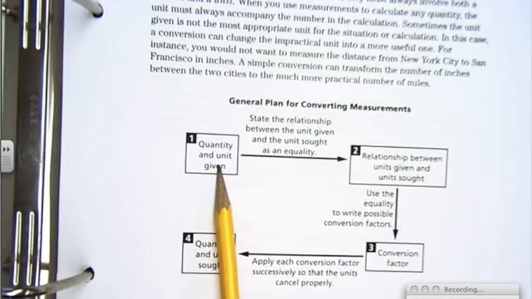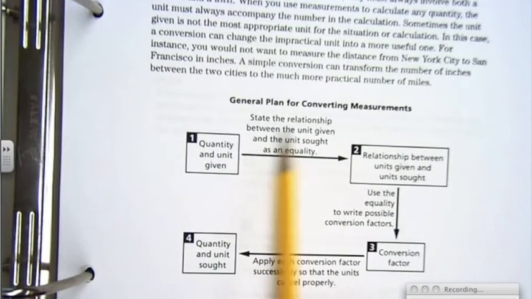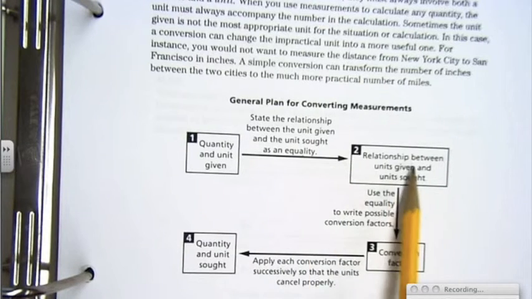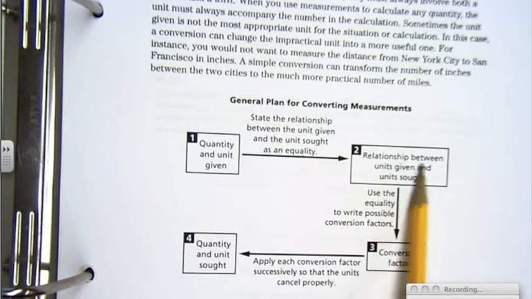Start with the quantity given. Next is state the relationship between the unit given and the unit sought. Okay, then you find the relationship between unit given and unit sought.